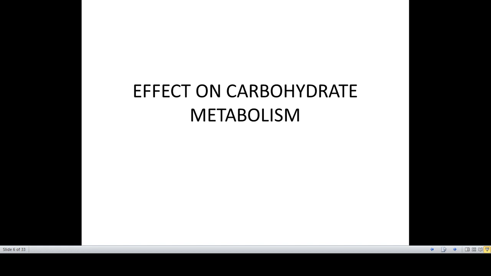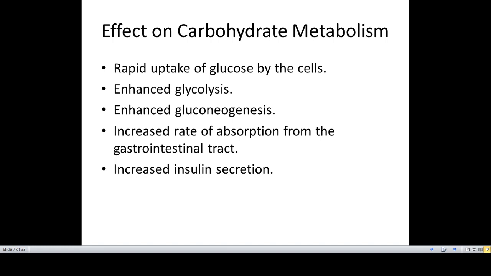The effects on carbohydrate metabolism include the uptake of glucose by the cells, enhanced glycolysis, enhanced gluconeogenesis, increased rate of absorption from the GI tract, and then increased insulin secretion. So they cause an increase in all aspects of carbohydrate metabolism.